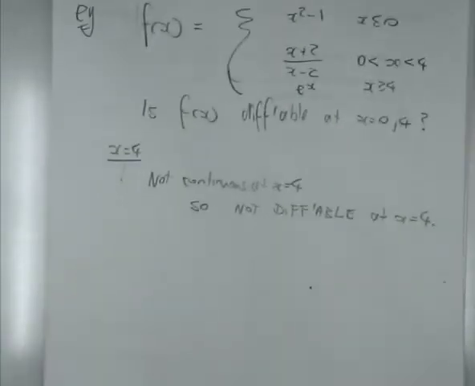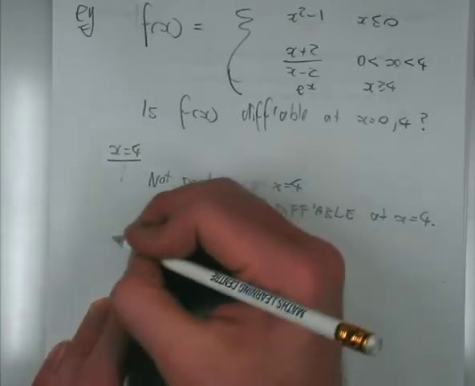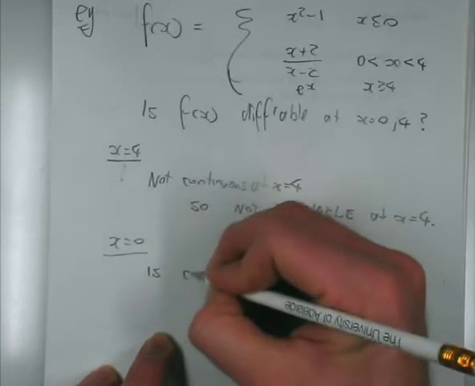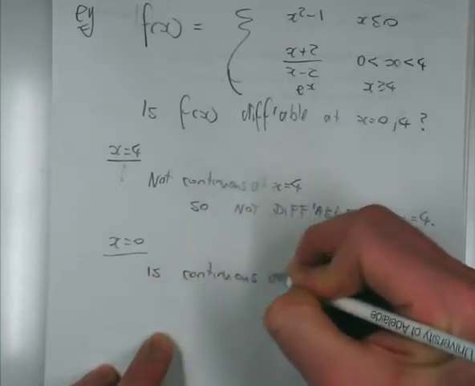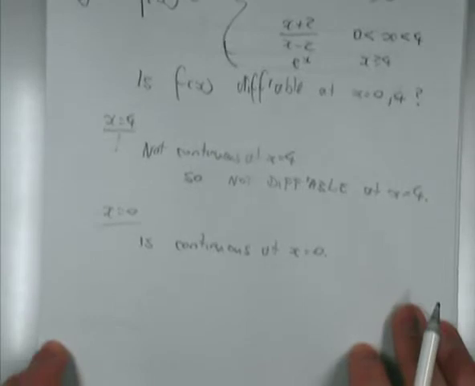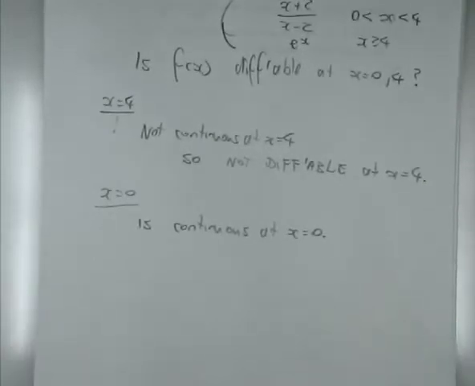But when x is equal to 0, it was continuous at x equals 0. So it's possible that it might be differentiable there, but we can't tell without figuring out the limit, figuring out the derivative at that point. So we need to know what the derivative is at that point.